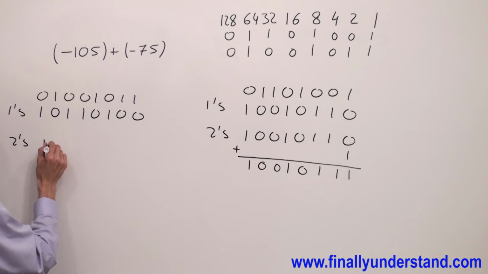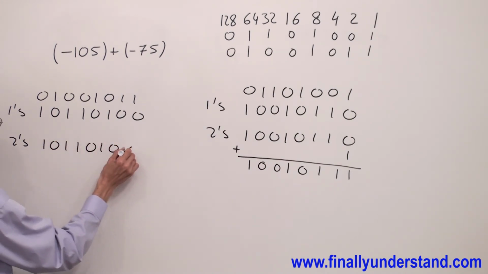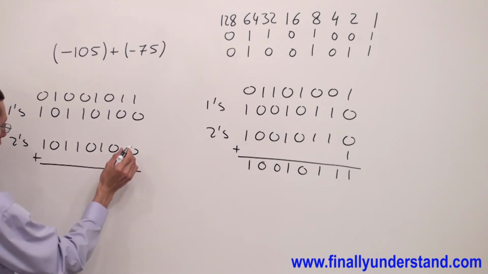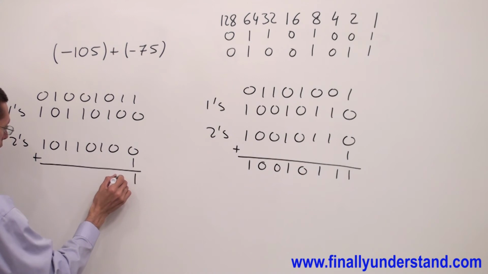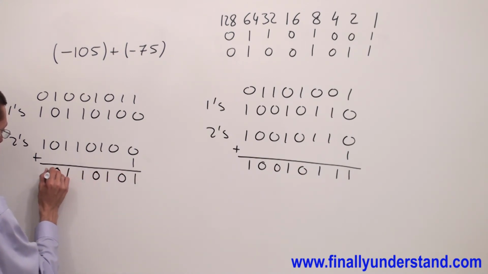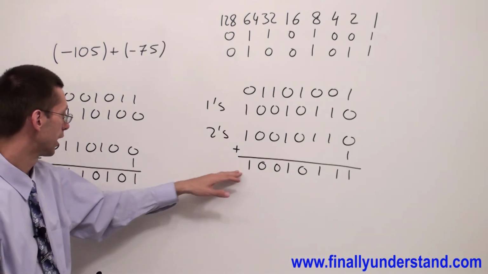So let me copy down the 1's complement again. And add 1 to the 1's complement. So I have 0 plus 1 is 1, then 1, 0, 1, 0, 1, 1, 0, 1. So this is my negative 75. Next, I'm supposed to add them up.